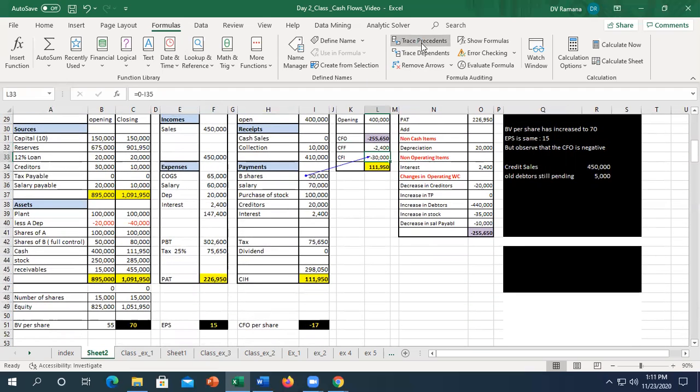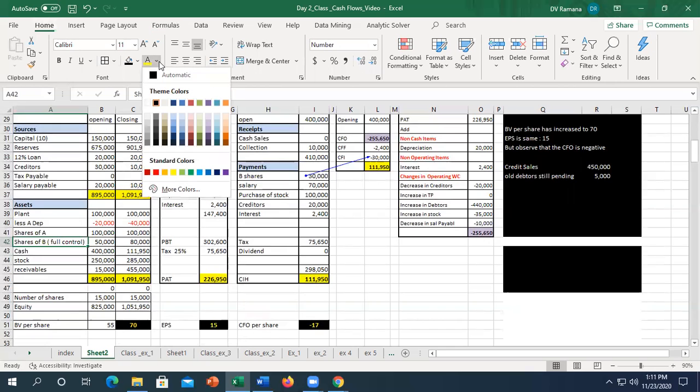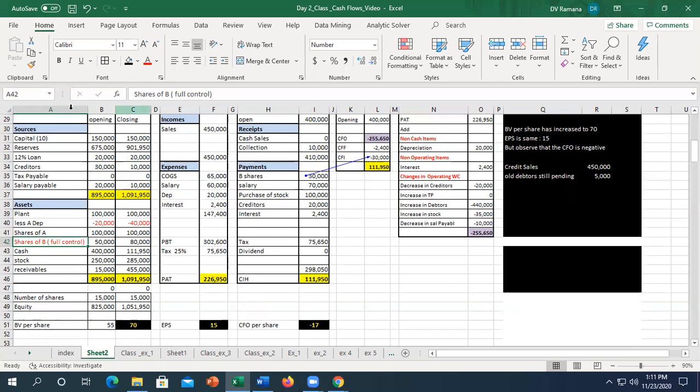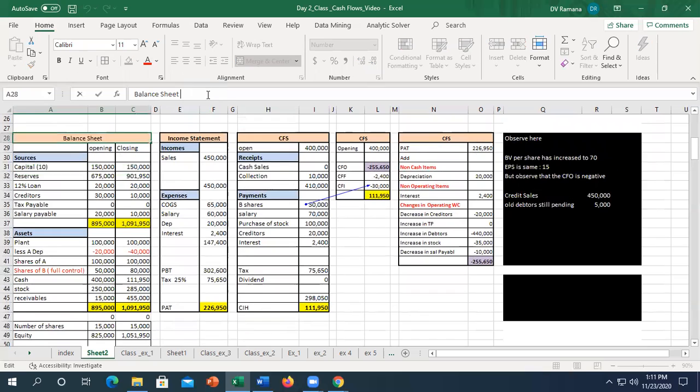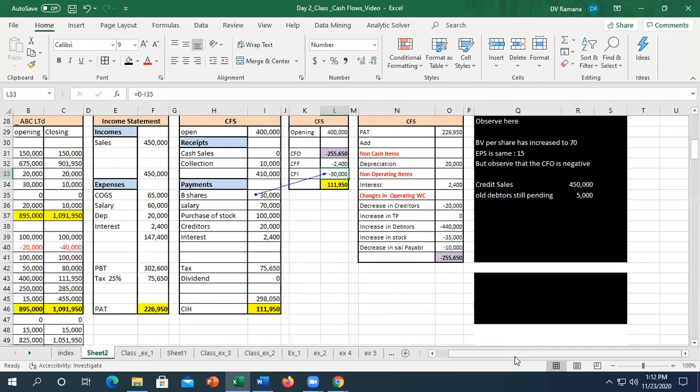Here also, you observe the company made a small investment. They have not created any new assets, no change in plant, no change in A shares, just a small investment in company B. Observe this: company B is a company where they have full control. That means B is a subsidiary of the present company, ABC Limited. Suppose this is the balance sheet of ABC Limited. B is fully controlled by ABC, and in that they made a small investment, an increase from 50 to 80,000, and therefore CFI is negative because the company made a cash outflow by purchasing the shares of B.